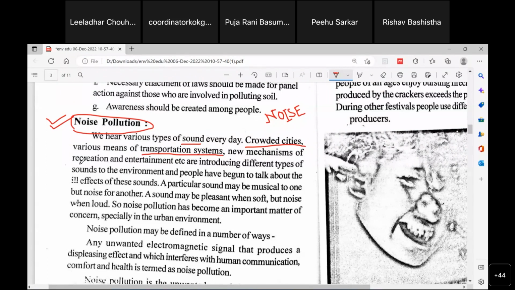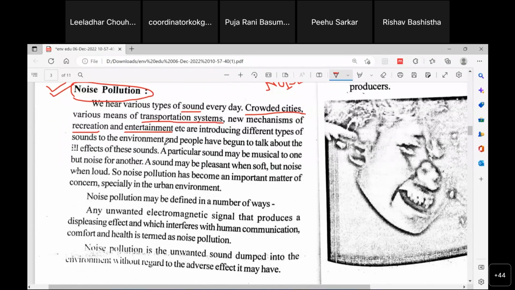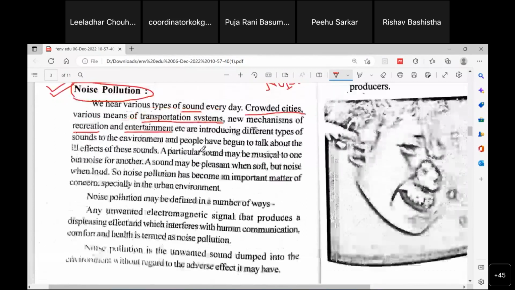New mechanisms of recreation and entertainment. Recreation and entertainment means any kind of music, and those boxes, a huge amount of loudspeakers. So these mechanisms of recreation and entertainment are also putting unwanted sounds in our atmosphere, introducing different types of sounds to the environment, and people have begun to talk about the ill effects of these sounds.